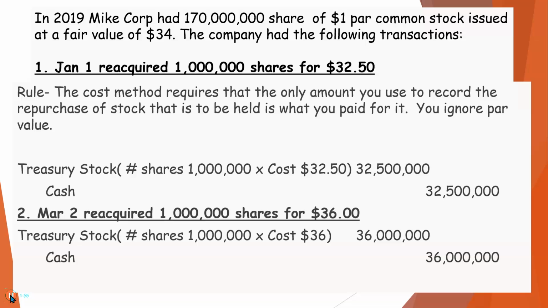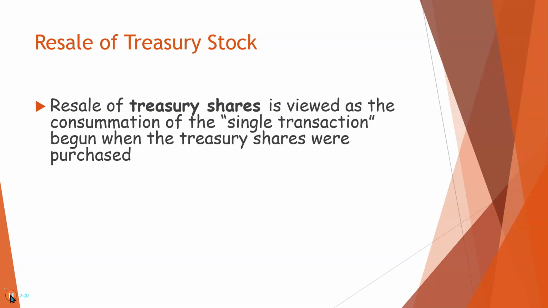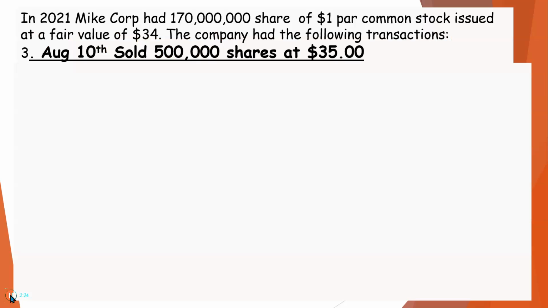Now, what happens when you sell them? Well, the resale of Treasury stock is viewed as a consummation of a single transaction begun when the Treasury shares were purchased. Allocating the cost of the Treasury shares occurs when the shares are resold. Again, there can be no gain or loss, and if the sale price is less than the purchase price after depleting paid-in capital Treasury, then you must debit retained earnings. So let's take a look at what that looks like.